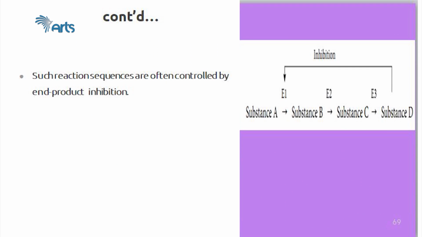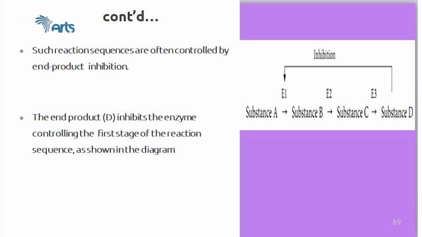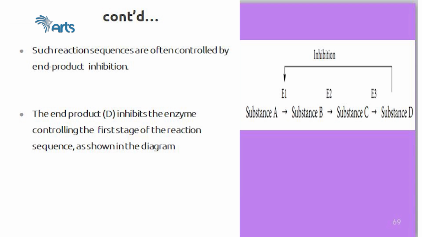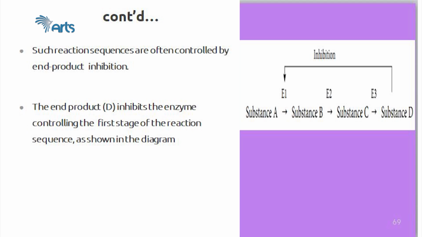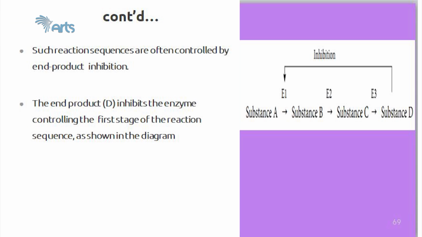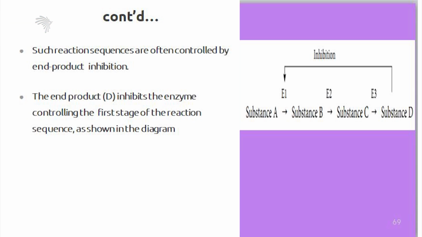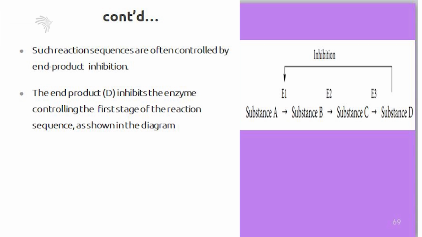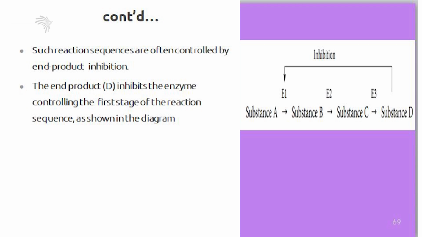Such reaction sequences are often controlled by end product inhibition. End product D inhibits the enzyme controlling the first stage of the reaction sequence, as shown in the figure, that is, substrate A converted to substrate B by enzyme E1. So by controlling this enzyme, the end product will be inhibited from further catalysis to produce substance D.